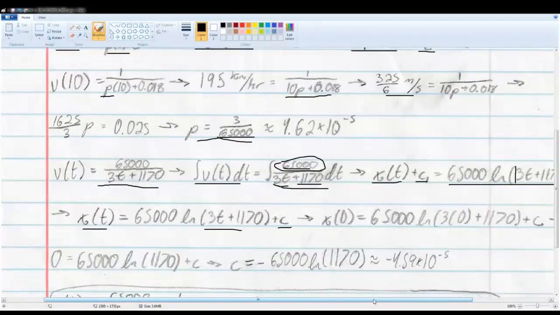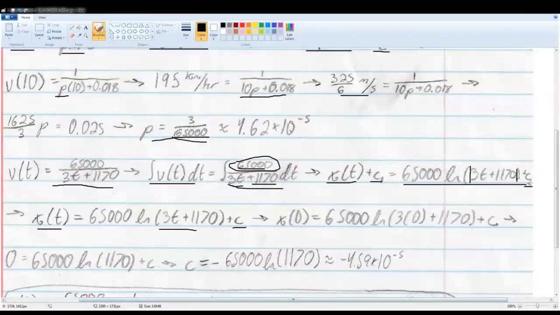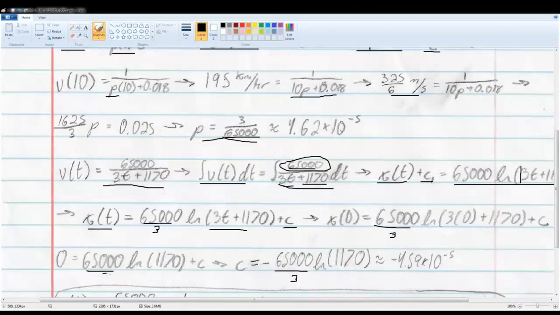Ryan, when you integrate 65,000 over 3t plus 1170, because of the 3t, don't you have to offset with 1/3? Oh, you are right. I did miss that. But it's just a constant. Okay, but the 65,000 needs to be divided by 3, right? Yes, yes. So in that case, it's just like that, and it doesn't change the answer by much. It's just a factor of 3. But yeah. Okay. All right.